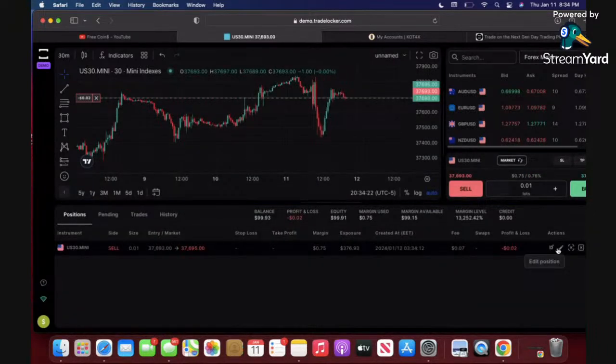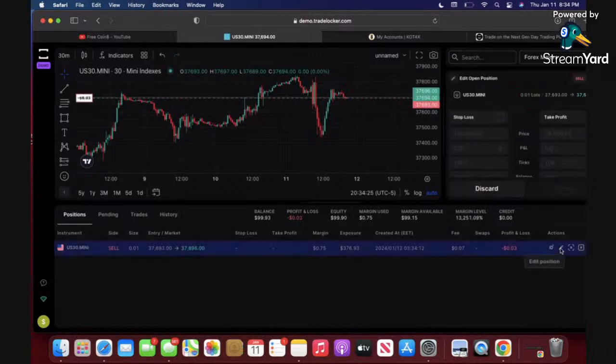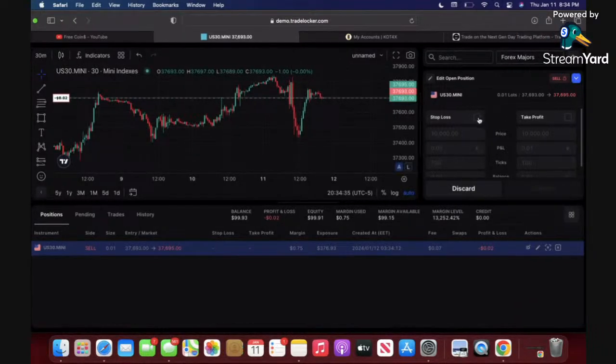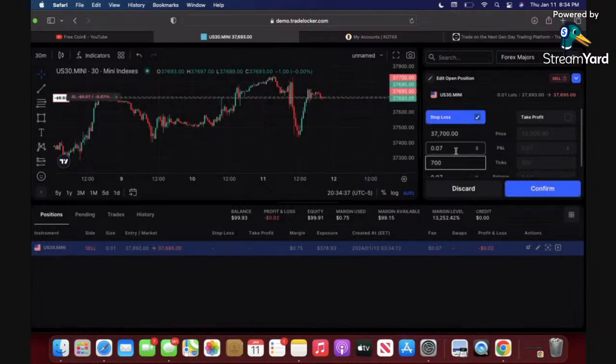So I can edit my position. You see, I don't have a stop loss or a take profit on here right now. But let's just say I press edit position. Look what comes up on this side, your mid right side, where the stop loss and take profit is right here. All you would need to know, you'll click it, you'll take a button.